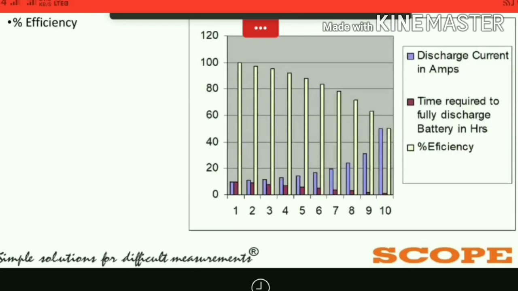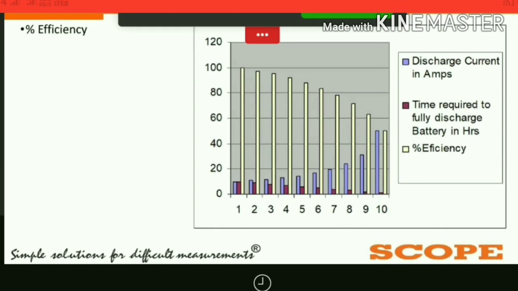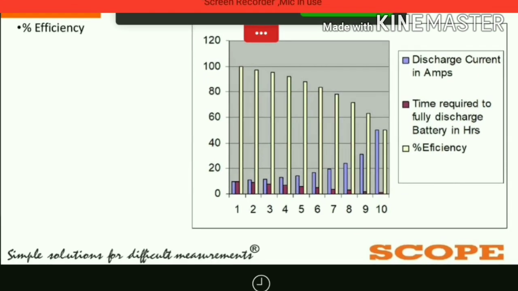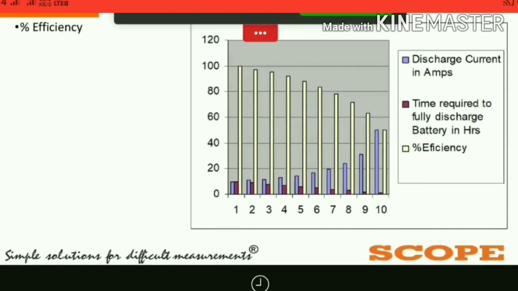Some basic terminologies. The first one is percentage efficiency. Now in the picture, the blue indication is the discharge current in amps. The violet indication is the time required to fully discharge the battery in hours. And the white one is the percentage efficiency. Now, in condition 1, we are doing the discharge at rated current with rated time, and we are getting 100% capacity.